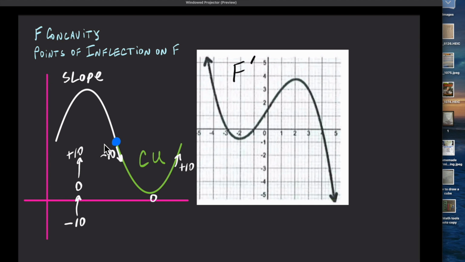The slope on a concave up portion of the graph is increasing. When the slope is increasing on the f, it means the y value is increasing on f prime. So anywhere f prime is increasing, which in this graph would be between negative 2 and positive 2, that's going to manifest in a concave up portion on f. Look, from here to here, what's happening to the y values on f prime? They are increasing.